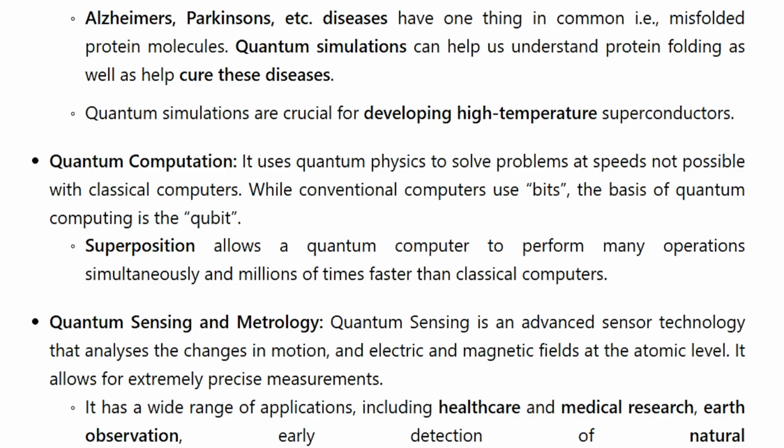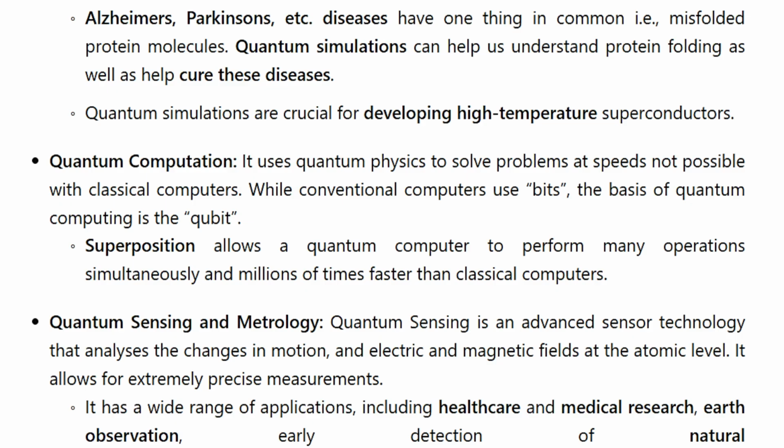Quantum computation. It uses quantum physics to solve problems at speeds not possible with classical computers. While conventional computers use bits, the basis of quantum computing is the qubit. Superposition allows a quantum computer to perform many operations simultaneously and millions of times faster than classical computers.